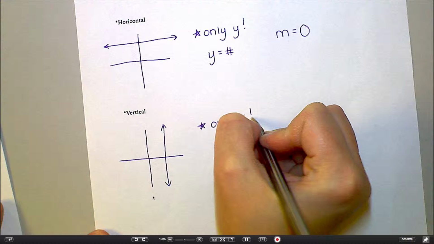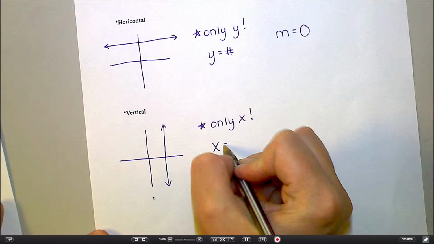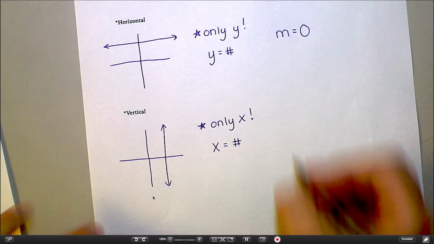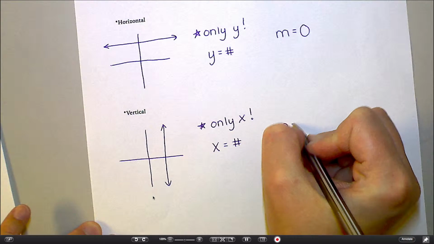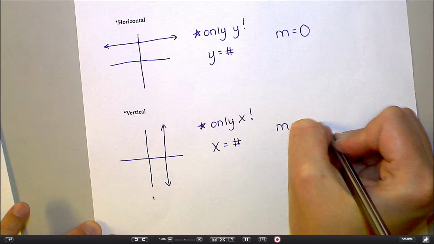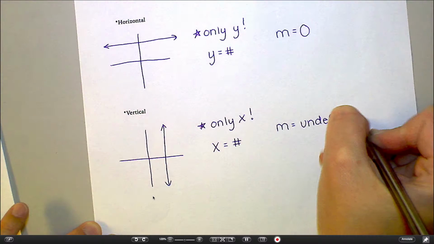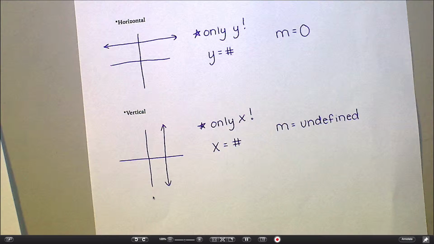Okay, so these equations only have x. They're going to be x equals some number. Does anybody know what the slope of a vertical line is going to be? Seth? Undefined. Yeah, it is going to be undefined. And here's why we say it's undefined. By the way, undefined is not the same thing as 0. Okay, 0 means it's flat like this. Undefined means it's standing up straight.